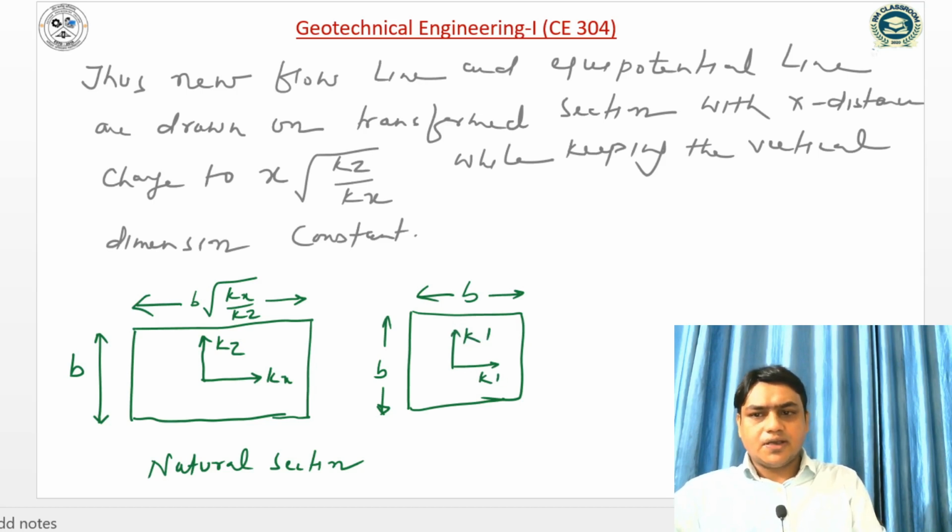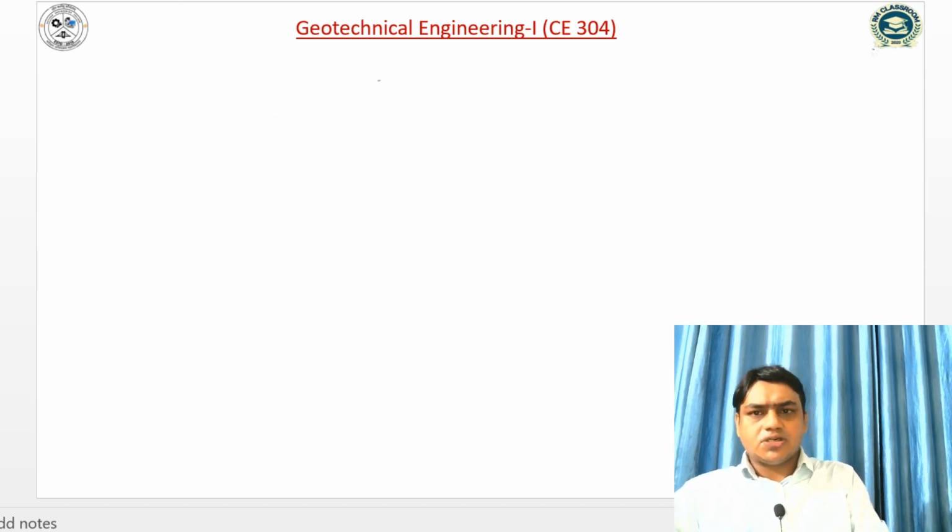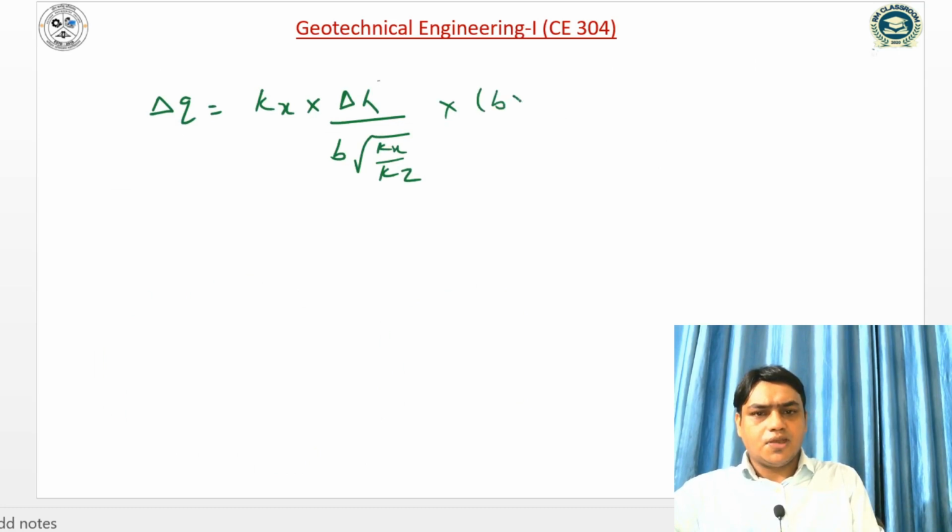So what is the value of k dash? If I write the discharge equation in x direction, delta q can be written as kx into i into area. Here i is delta h divided by length, where the length is b into square root of kx by kz, and the area is b. So delta q is equal to square root of kx kz into delta h.